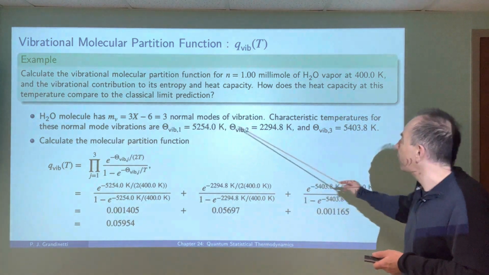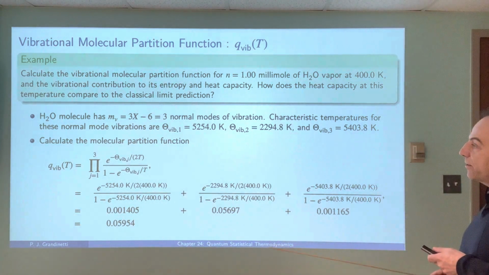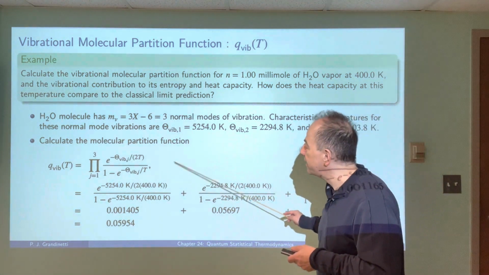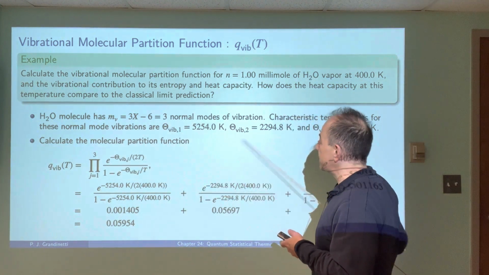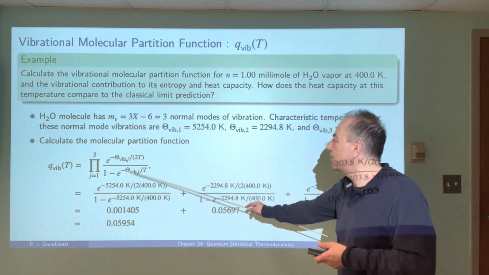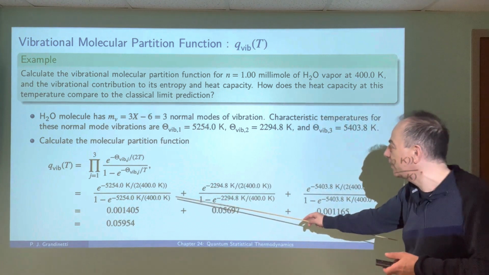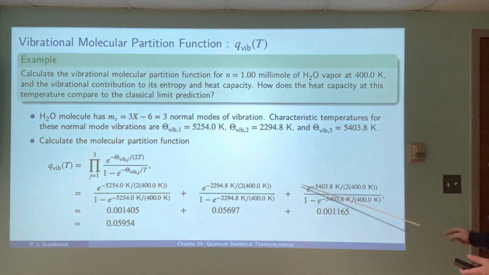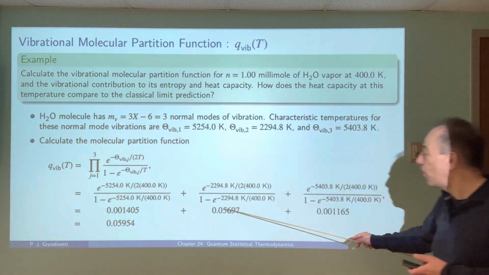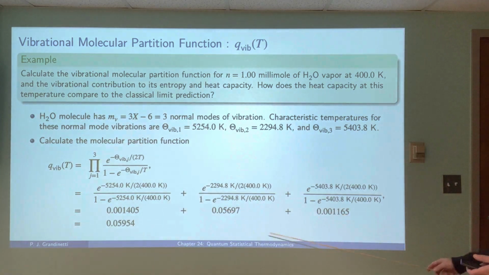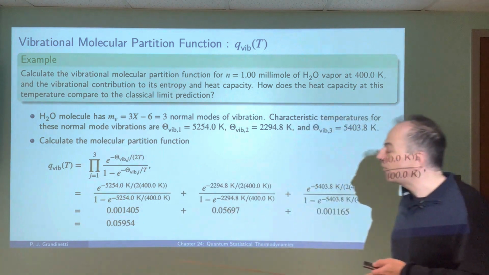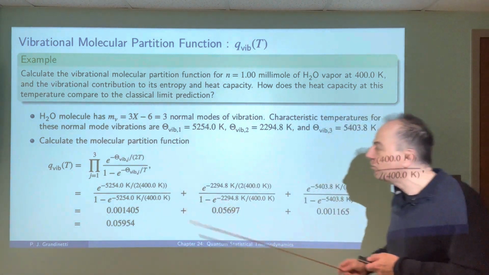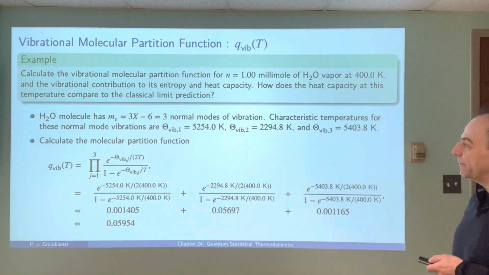Their characteristic frequencies, when we go to the table, are here, and then we can calculate the molecular partition function by taking these values into the summation, which I'm just going to plug those values in at 400 Kelvin, and have these 3 terms, which you then multiply out, and then you finally get 0.05954 for the partition function.